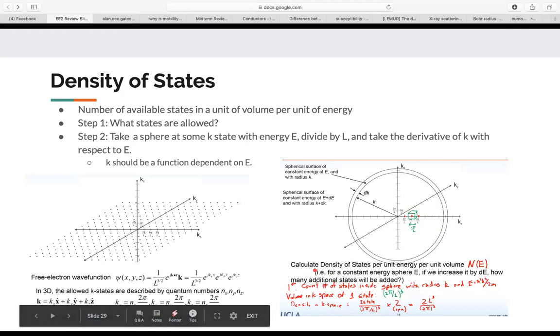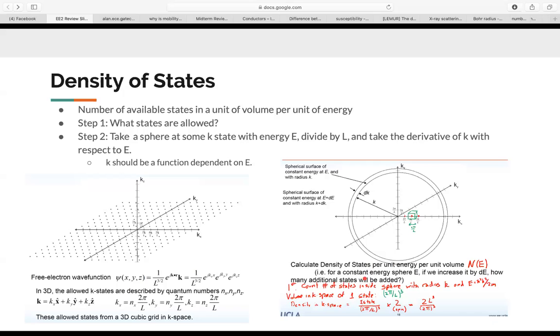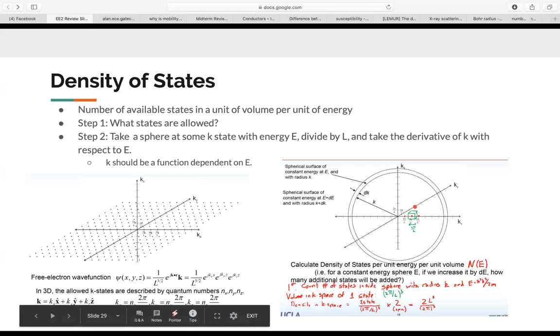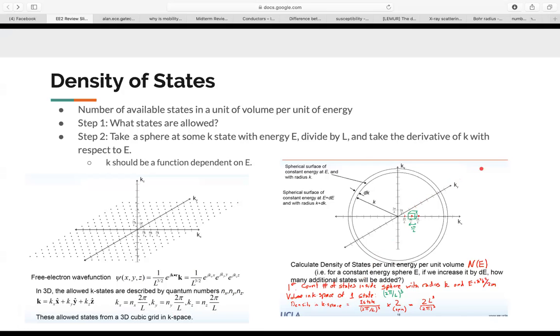So you see from the graphic, we calculate density of states per unit energy per unit volume. That is, if we have a constant energy sphere E and we increase it by dE, how many additional states will we have added? That's kind of the idea behind it.